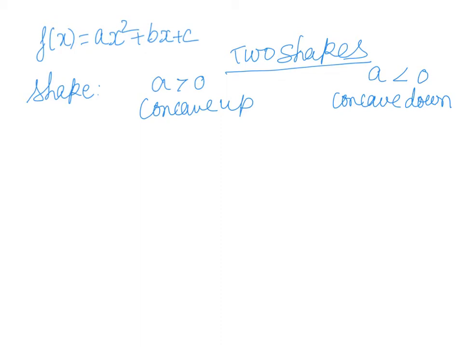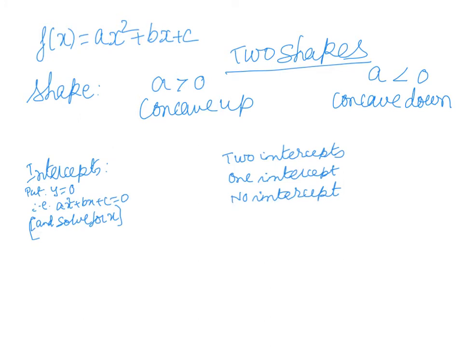A parabola has two shapes that we are learning now. When a is greater than 0, we call it concave up. When a is less than 0, we call it concave down. Now, about the intercepts.